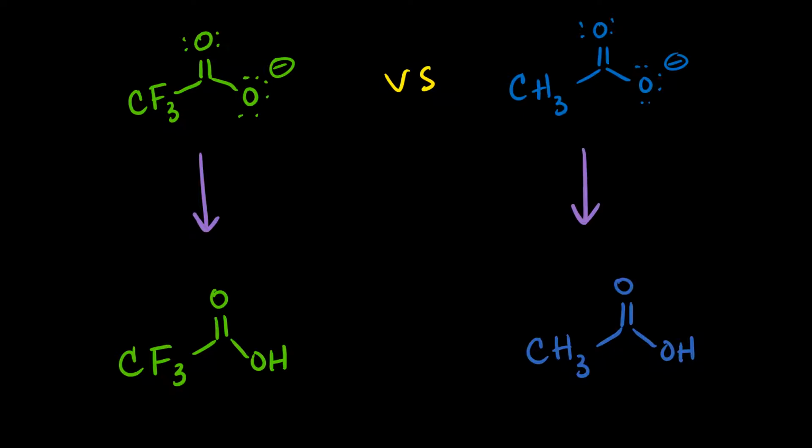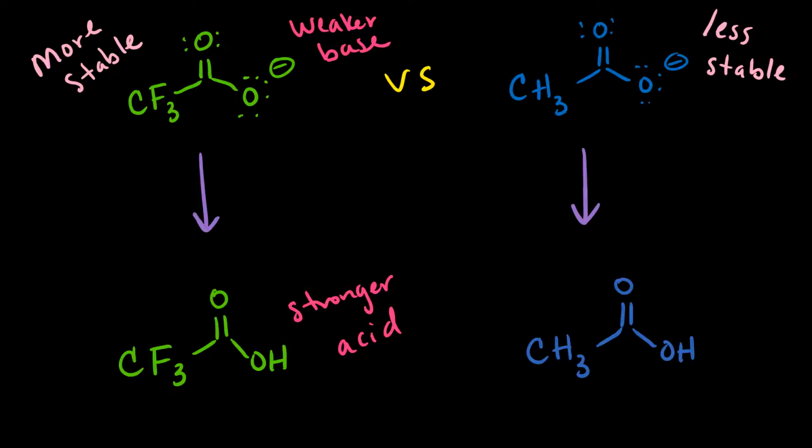To summarize, the inductive effect of these fluorine atoms is stabilizing the trifluoroacetate ion relative to just the acetate ion on the right. So we can say that trifluoroacetate in green is more stable than acetate in blue. Therefore, the more stable conjugate base, of course, comes from the stronger parent acid. And so we can say that trifluoroacetic acid is a stronger acid than acetic acid.